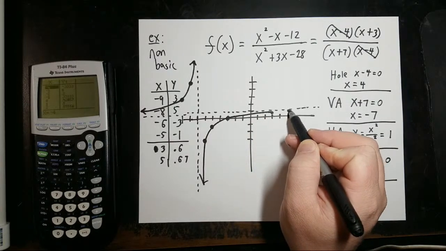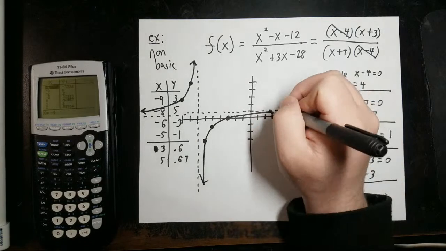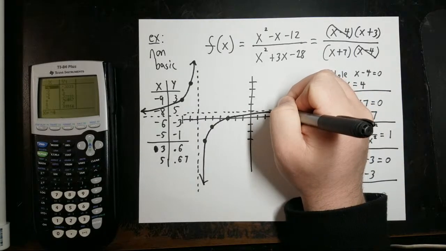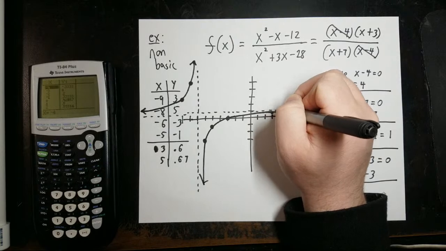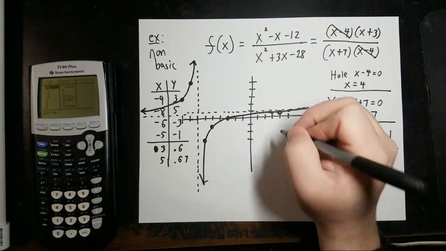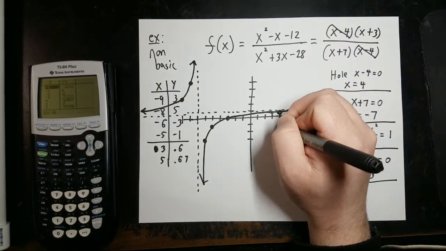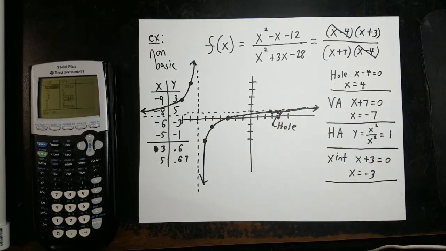So let me curve this thing down to the left and then to the right. I'm going to fix this in a little bit. It's going to flatline right there. There is a distinctive hole right there. Boom. There's the hole. This is what our graph looks like.